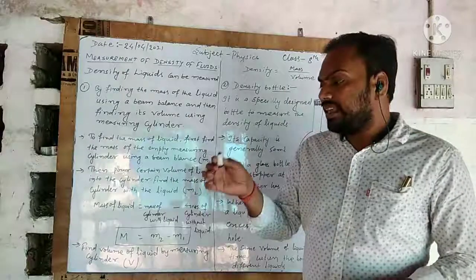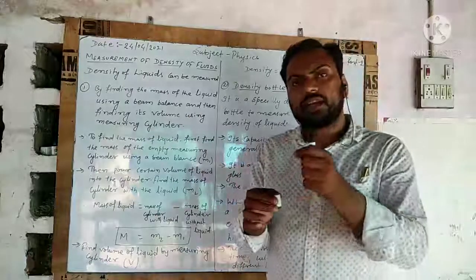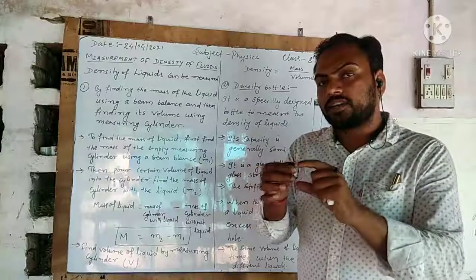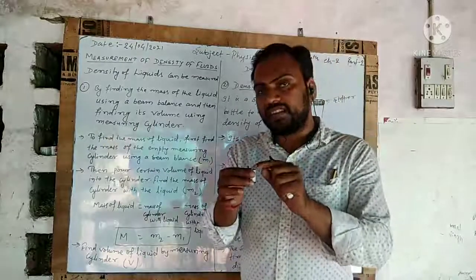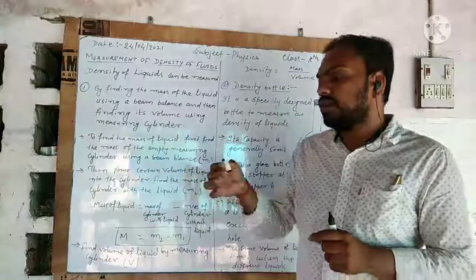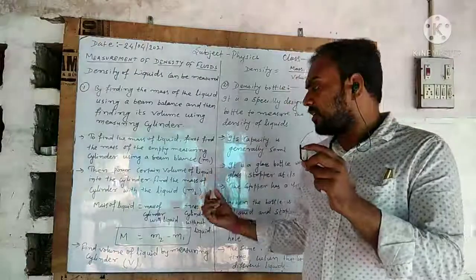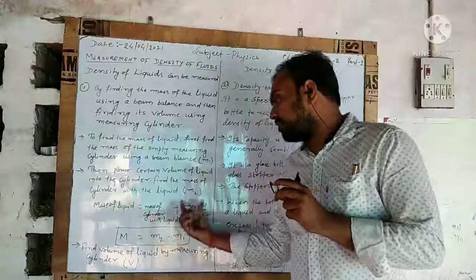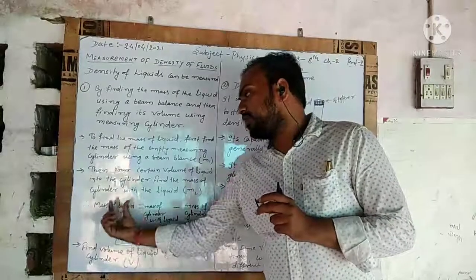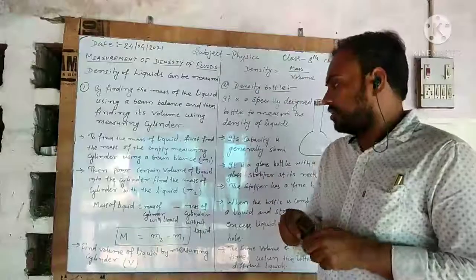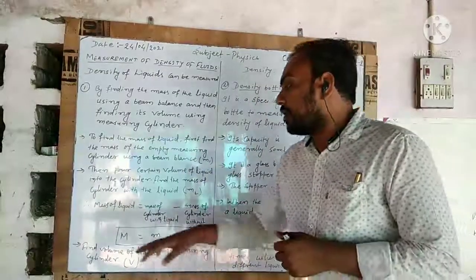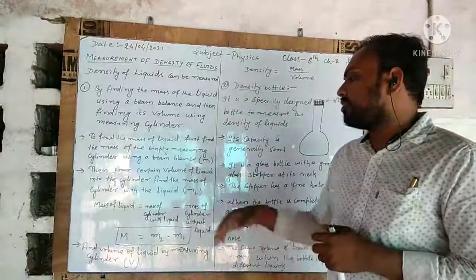Then again fill it with some liquid and then measure it. Definitely the mass of this cylinder with some liquid will be higher than the empty one. That's how we take the difference of the mass of the cylinder with liquid and the mass of the cylinder without liquid. That difference will give you the mass of the liquid, so you are able to find the mass of the liquid, m2 minus m1. Then find the volume of the liquid by using a measuring cylinder.